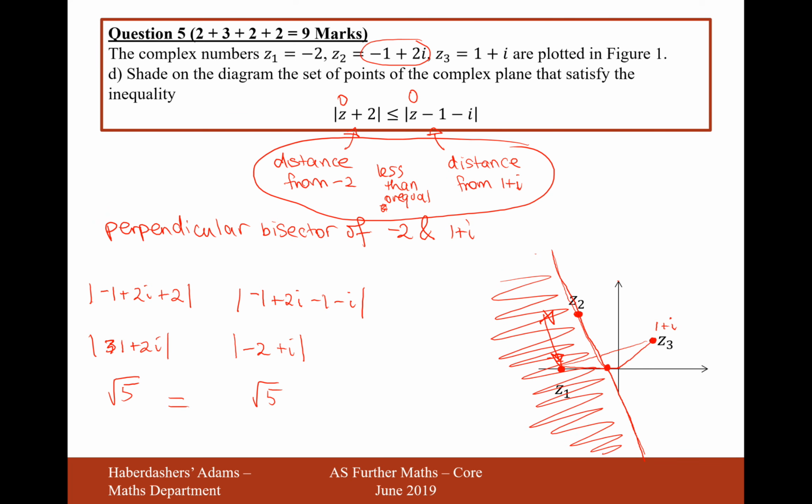So there we are, that's the answer for this question here, then it's the answer for question 5. Let's move on to question 6.